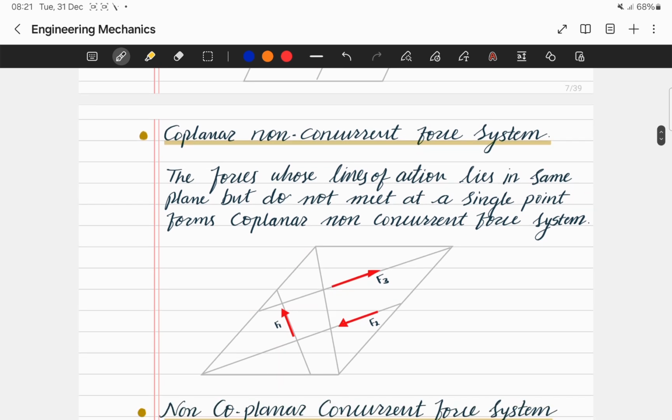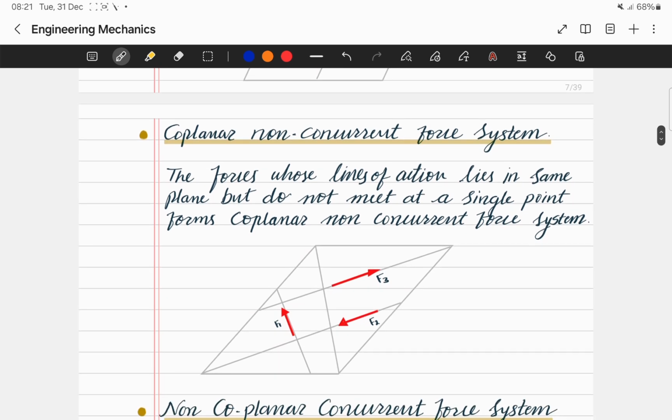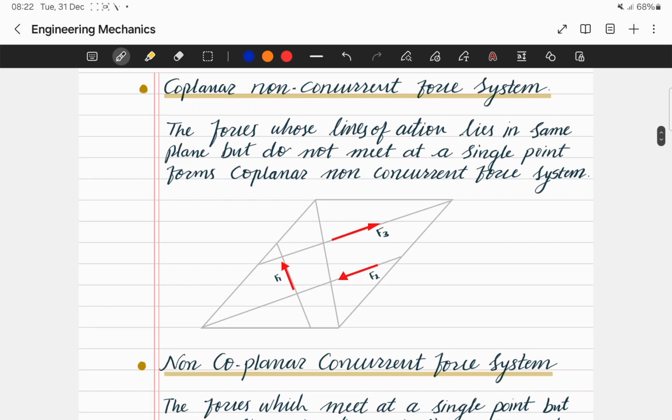Coplanar non-concurrent force system. Non-concurrent force system means the point of application of the force is not the same, but they are acting in the same plane. Okay, then such a type of force system is nothing but the coplanar non-concurrent force system. Now if we consider this plane, there are F1, F2 and F3.